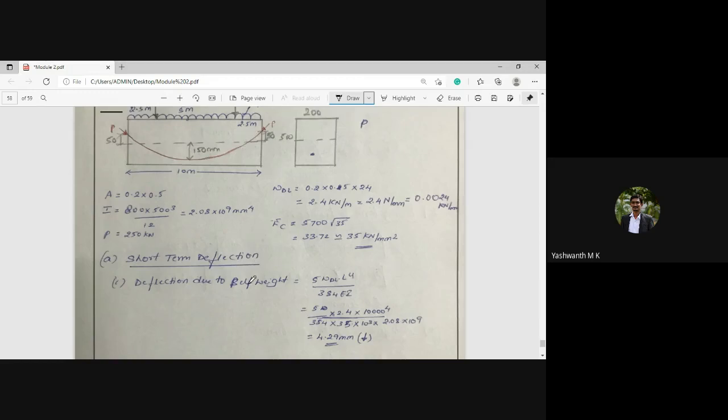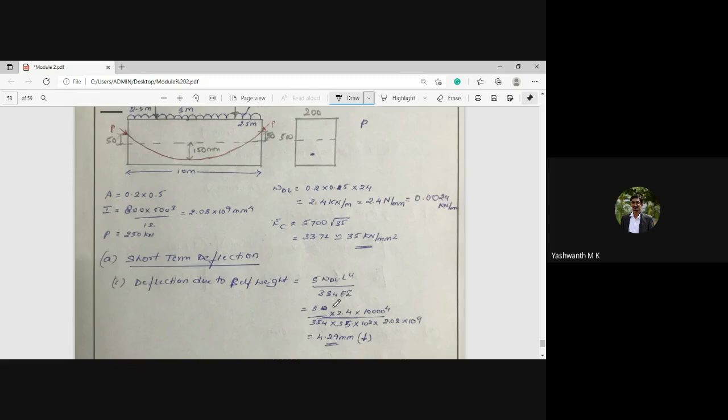So that is short-term deflection. Let me go ahead. Deflection due to self-weight, which is equal to, as I stated, the self-weight will be acting as a UDL. So that is 5 W_DL into L to the power of 4 divided by 384 into EI.